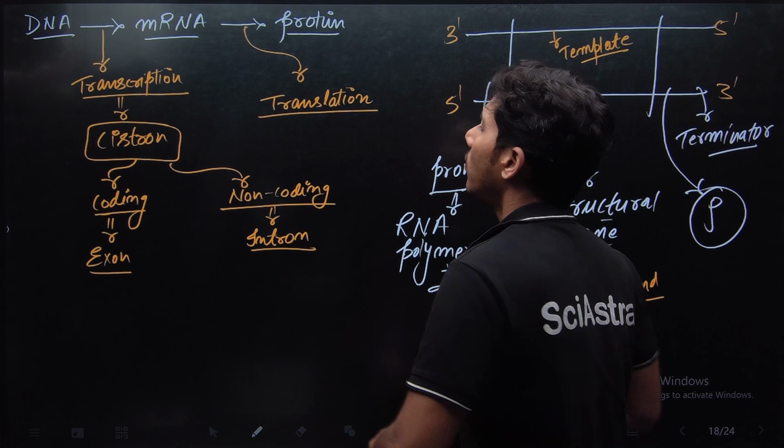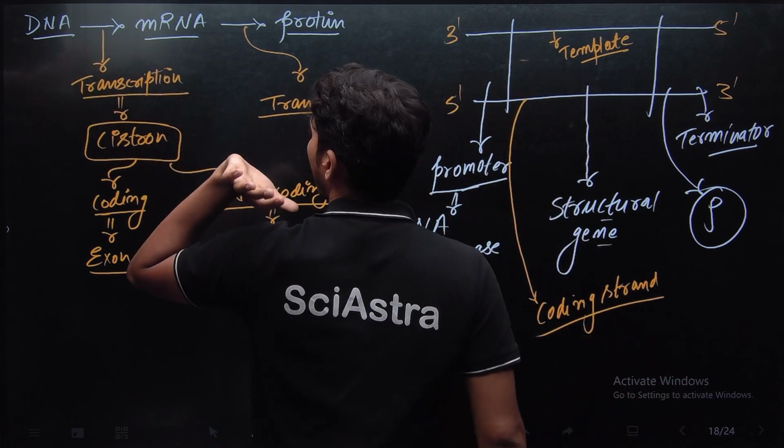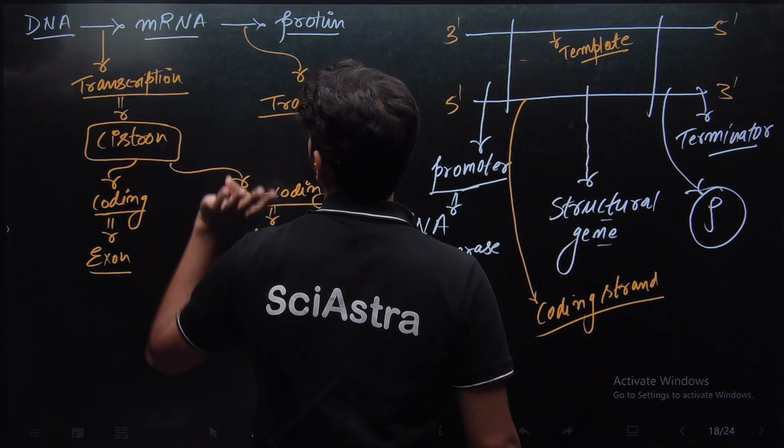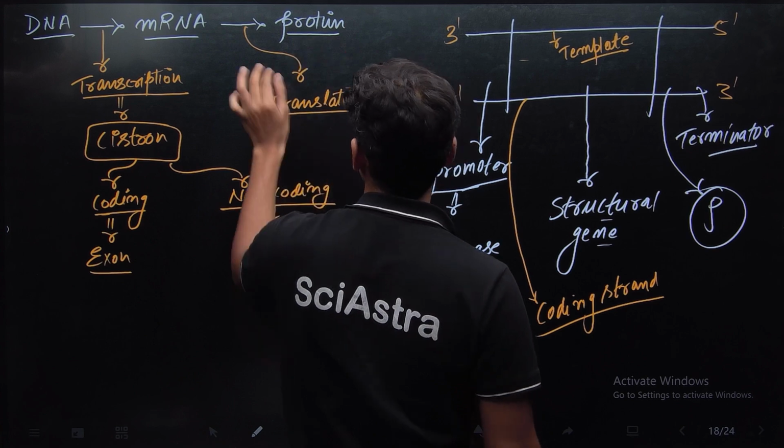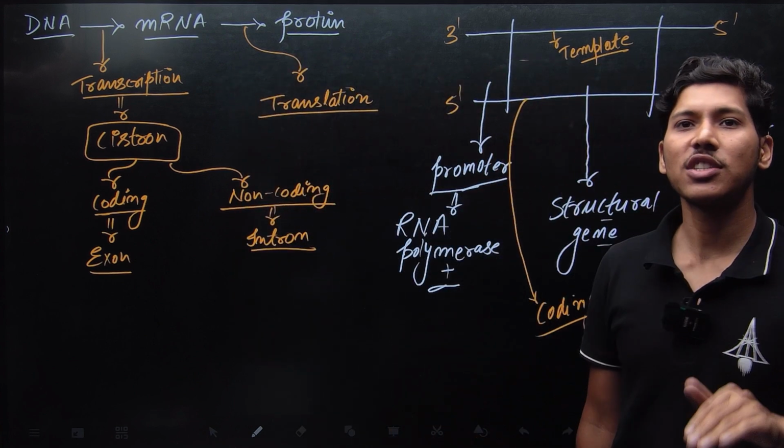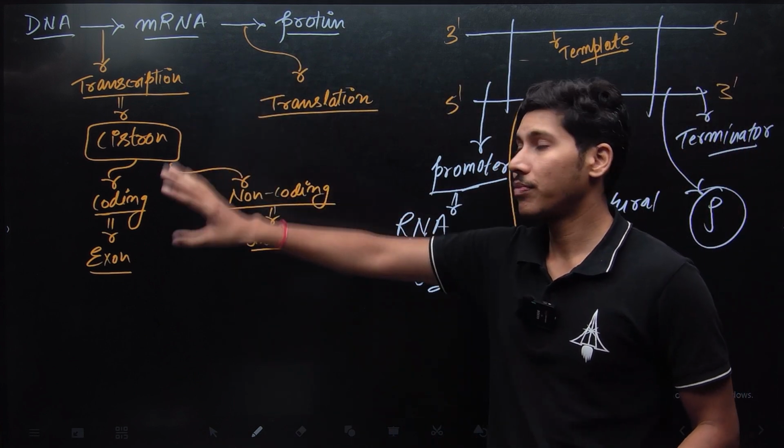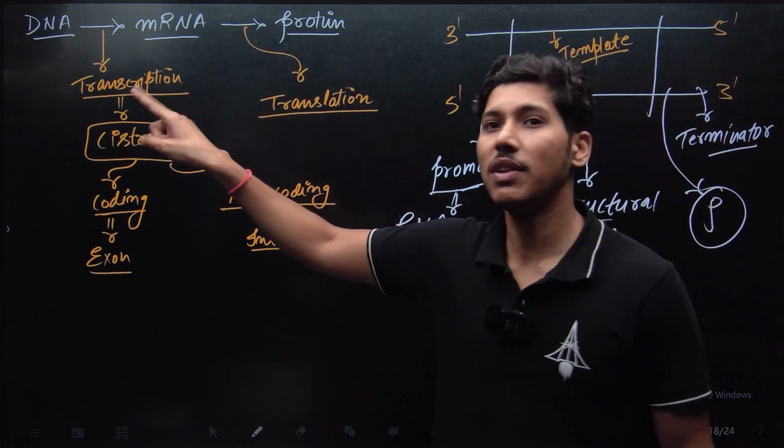Okay? So first of all, DNA should be converted to mRNA. It will be done with the help of transcription. mRNA to protein is done with the help of translation. First, let's study transcription, because without transcription, we can't do translation.